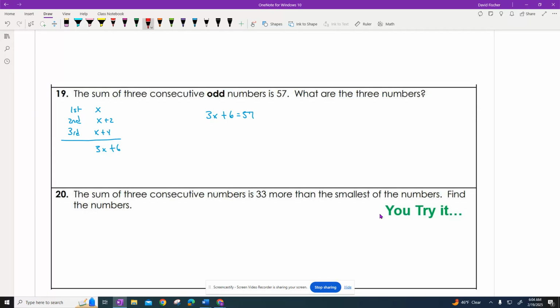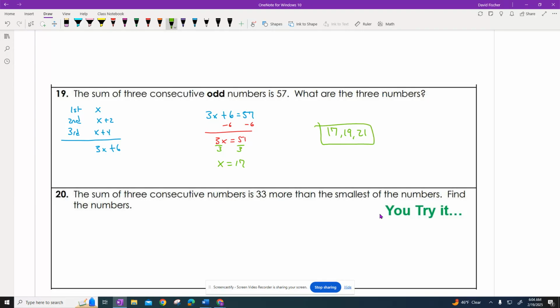Because I want to speed my math up a little bit. And so if I make this nice chart like this, one on top of the other, then I can add up all my x's and my units here. And I can save myself some work. I want to minus 6 from both sides. Let's divide by 3. I'm getting 17. So 17 is my first one. Yep, it's an odd number. 17, 19 is going to be my next one. 21 is going to be my final one. Okay?